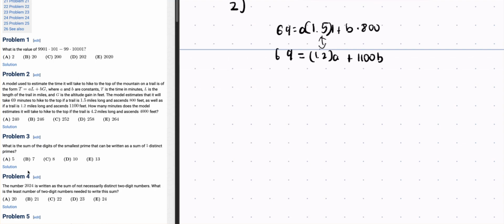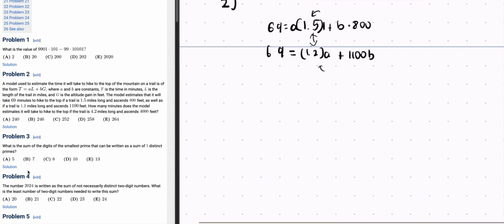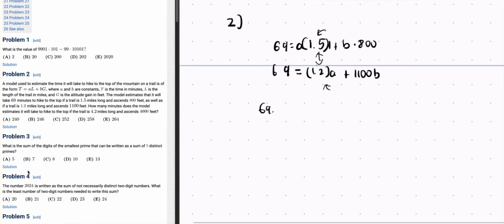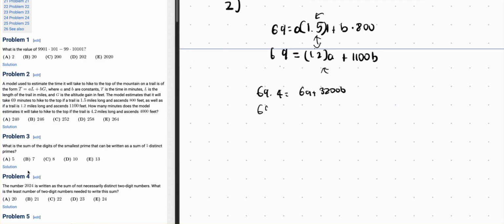Since we see this 1.5 and this 1.2, that's not very good. So let's try to find a common multiple of these two. It looks like 6 is available, because this times 4 is equal to 6 and this times 5 is equal to 6. So 69 times 4 is equal to 6A plus 3,200B. And this one would be 69 times 5 is equal to 6A plus 5,500B. Subtracting these two, 69 will be equal to 2,300B, so B will be equal to 3 over 100, because 69 over 2,300 is just 3 over 100.